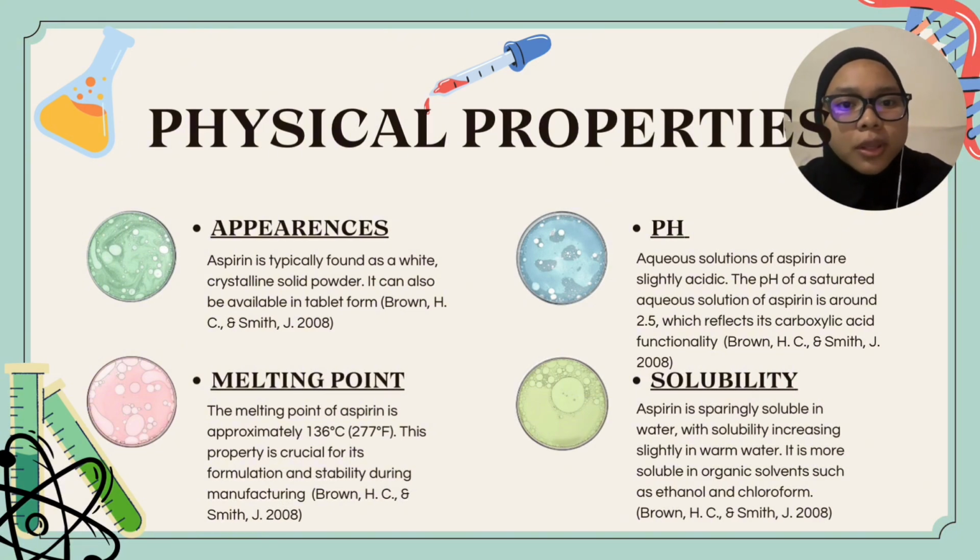Next, pH: aqueous solutions of aspirin are slightly acidic. The pH of a saturated aqueous solution of aspirin is around 2.5, which reflects its carboxylic acid functionality. As for solubility, aspirin is sparingly soluble in water, with solubility increasing slightly in warm water. It is more soluble in organic solvents such as ethanol and chloroform.